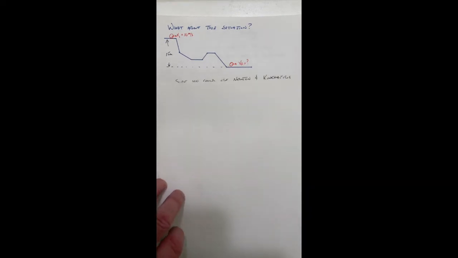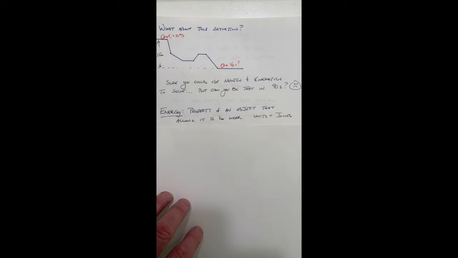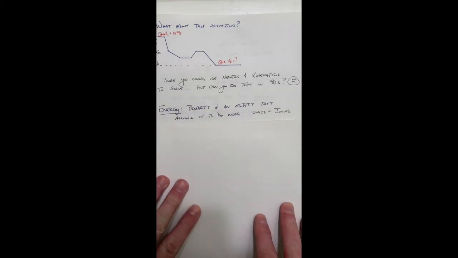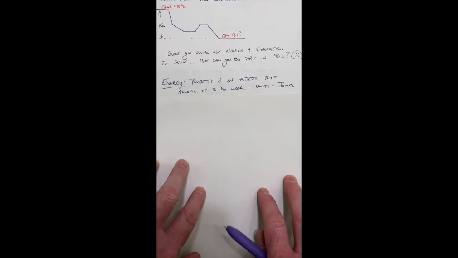So instead of doing that, we need another option. Sure, I could use Newton and kinematics, but if I'm asked this on a multiple choice question, can I do it in 90 seconds? No way. So I'm going to introduce this idea that's called energy. And energy is a property of an object that allows it to do work. And I'm going to give it the unit joule, or just J. It's named after a French physicist who did a lot of work with work, energy, and power. And we're going to take a look at what energy is and how it operates.